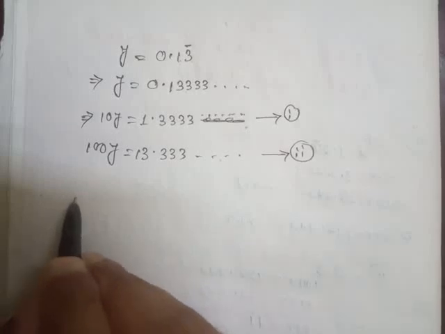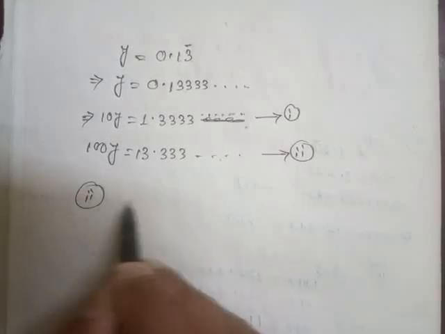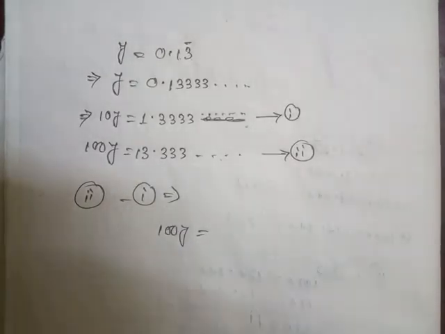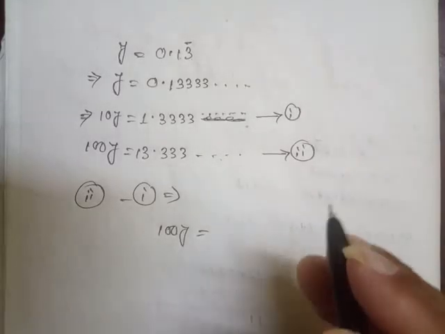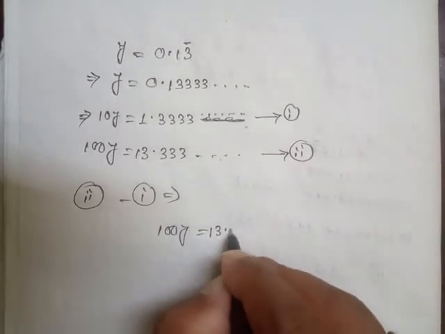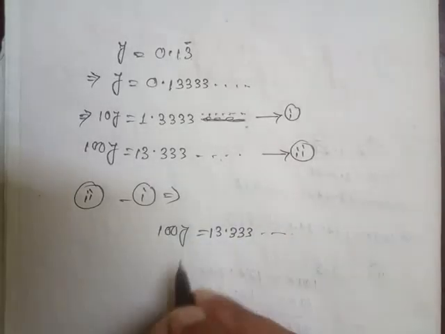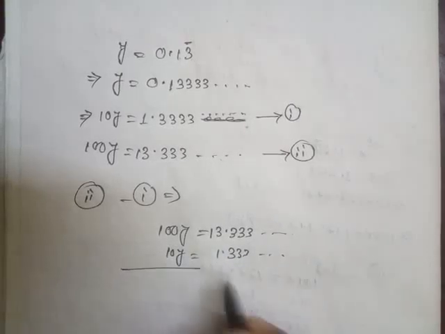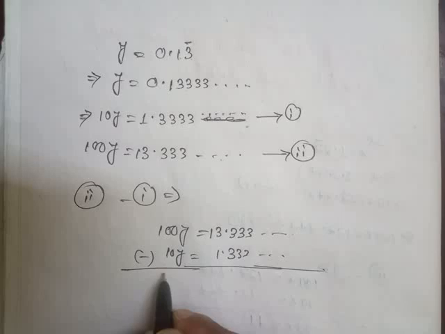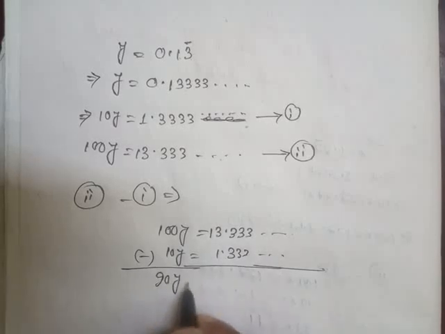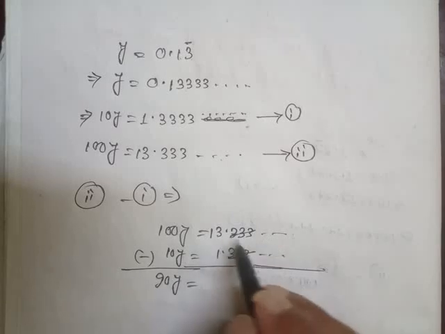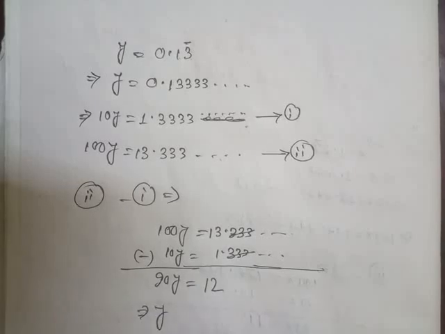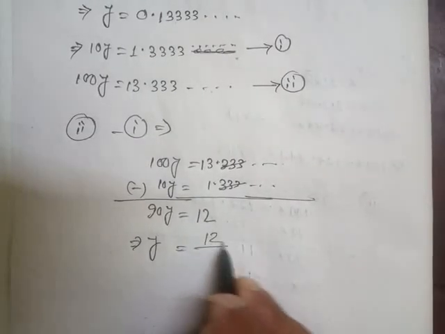Now we go for the subtraction, equation 2 minus 1. 100y equals 13.333 and so on, and 10y equals 1.333 and so on. Now just subtract here. 100y minus 10y is 90y, and the similar numbers after the decimal will be removed. 13 minus 1 is 12 here. So y equals 12 by 90.